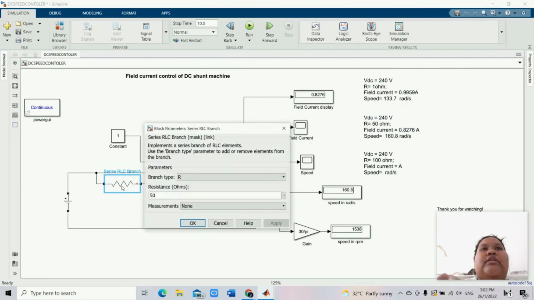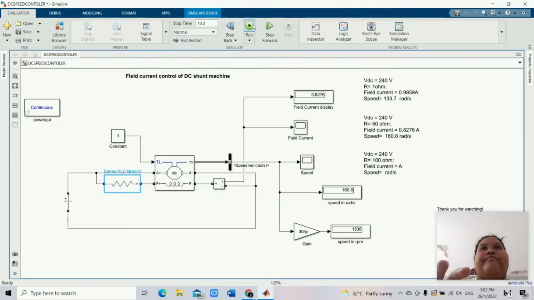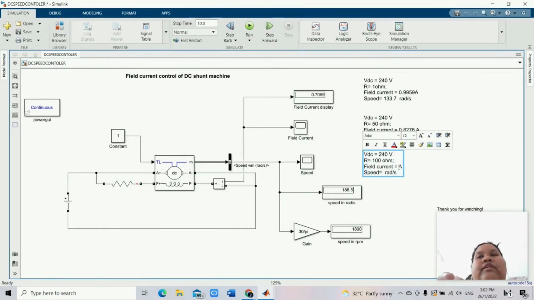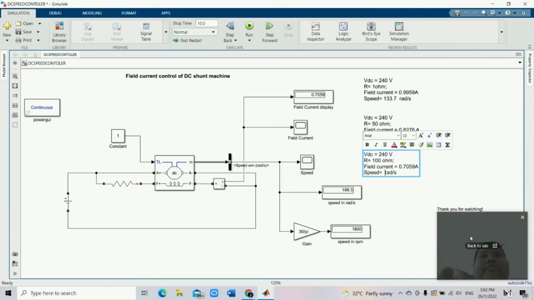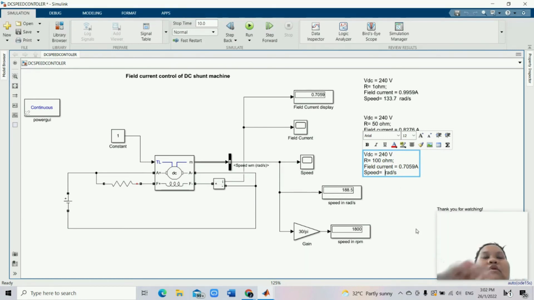And last but not least, the resistance becomes 100 ohm. The field current will be 0.7059 ampere and the speed in radian per second is 188.5.